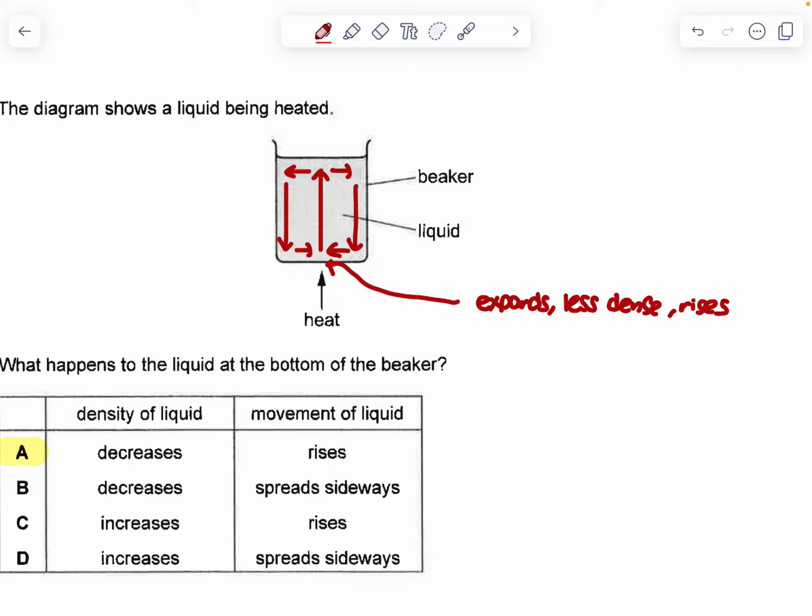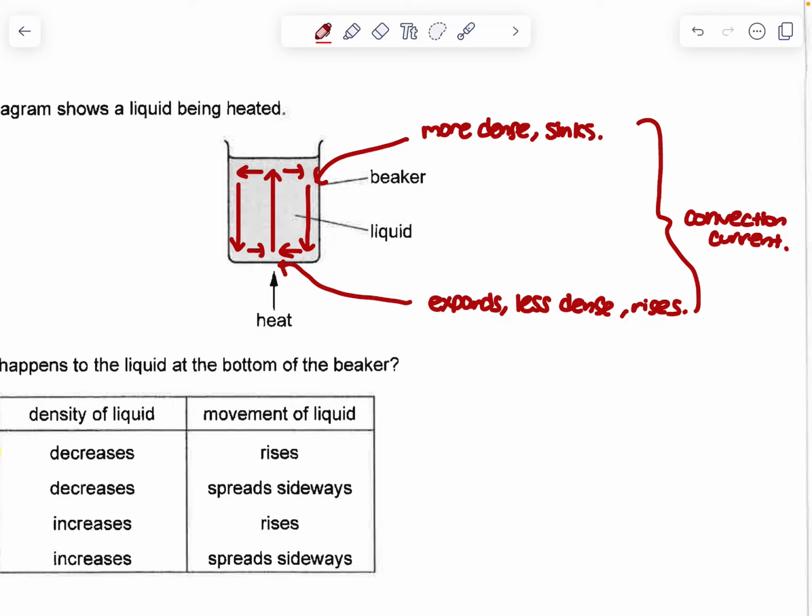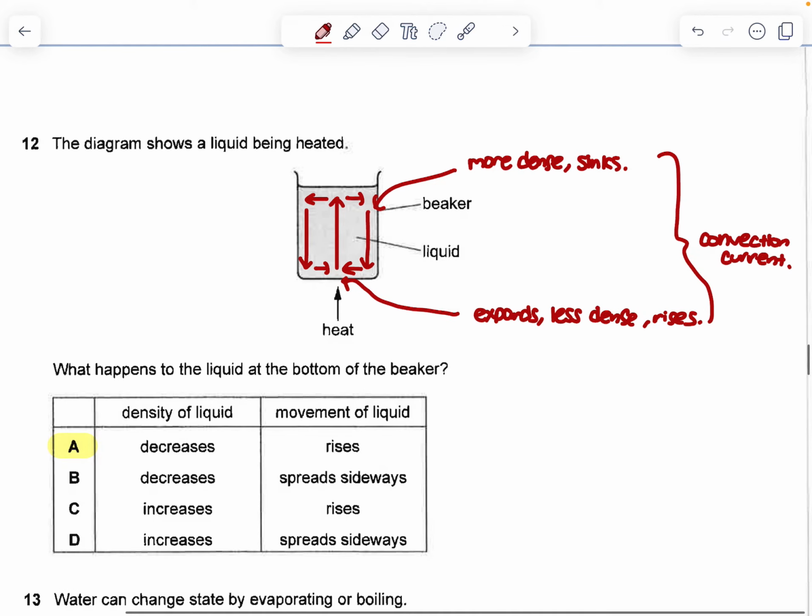But for the liquid that is here, the cooler liquid is more dense, so it sinks. And together, this forms a convection current. So the density of the liquid decreases because it becomes less dense, and it moves upwards.